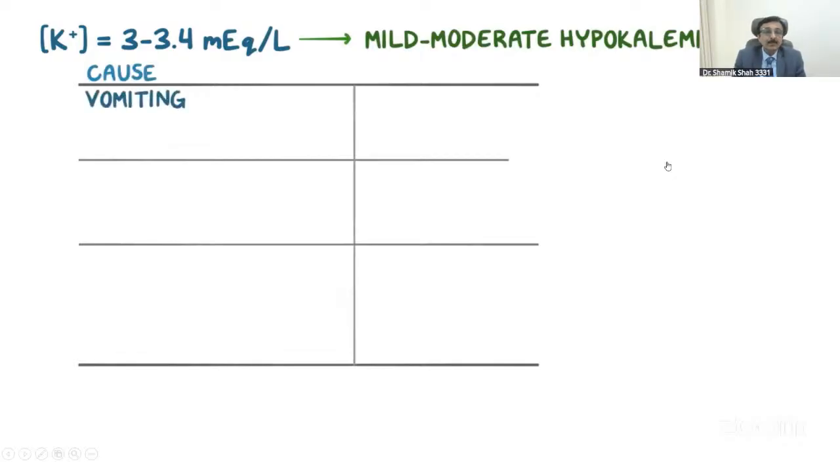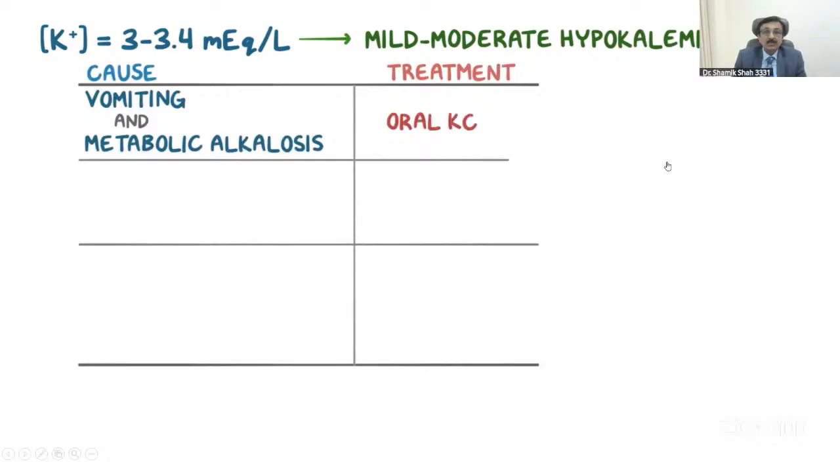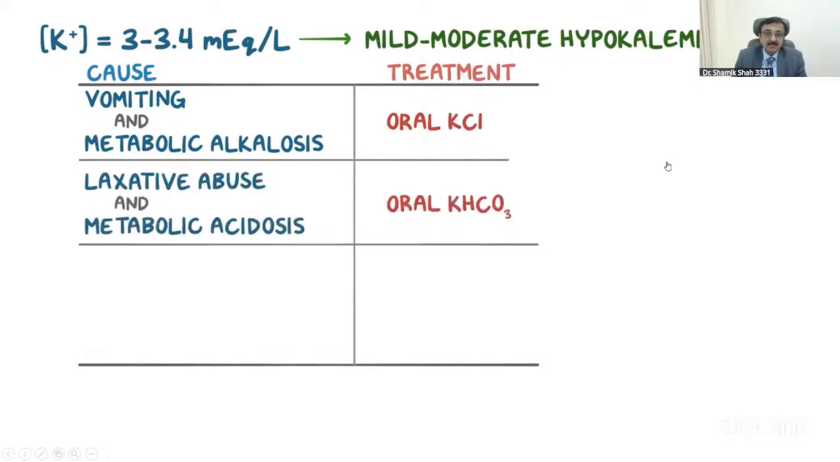If potassium is between 3 and 3.4 milliequivalents per liter, we say that the patient is having mild to moderate hypokalemia. If the patient has vomiting and metabolic alkalosis, we treat the patient with oral potassium chloride. If the patient has laxative abuse and has metabolic acidosis, then we use oral potassium bicarbonate. Both of these can be given at the rate of 10 to 20 milliequivalents 2 to 4 times per day.